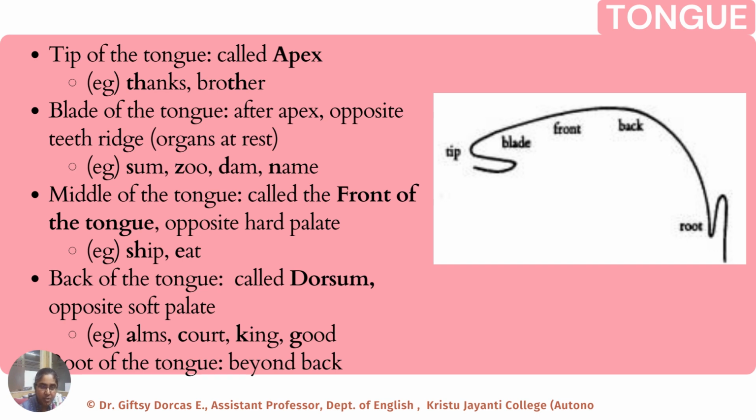Next is the middle of the tongue, which is also called the front of the tongue. It lies opposite to the hard palate, and sounds like sh in ship and e in eat we produce with the help of the front of the tongue. Next is the back of the tongue, also called the dorsum. It lies opposite to the soft palate. So the sounds ah, k, and g, the initial sounds in arms, coat, king, good, are all produced with the back of the tongue. And finally, we see the root of the tongue, which lies beyond the back of the tongue.